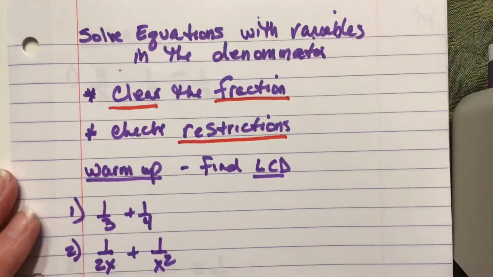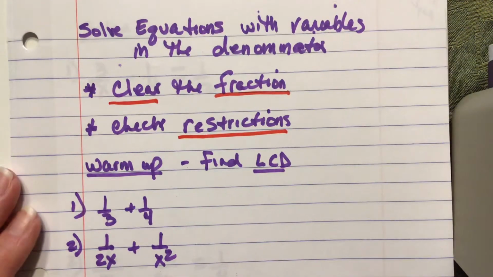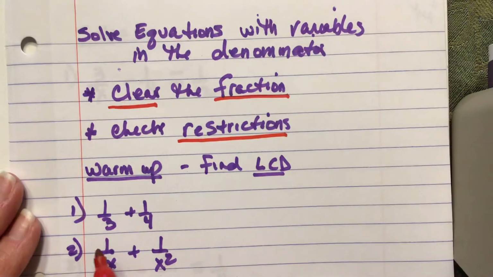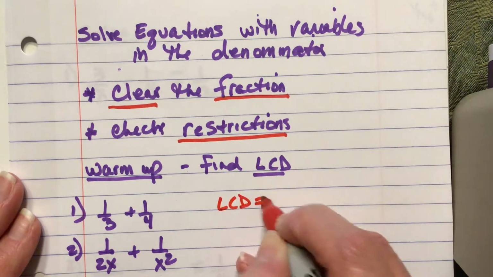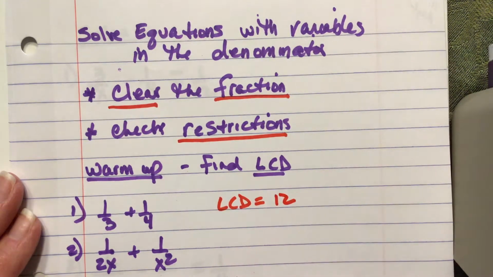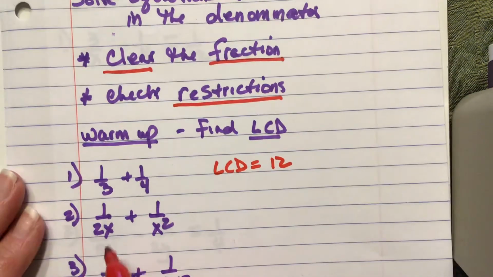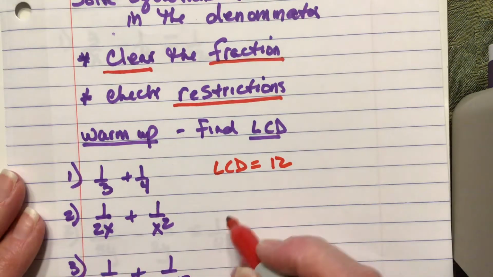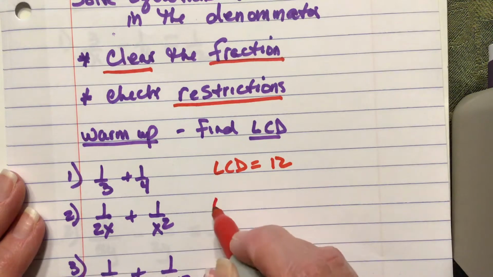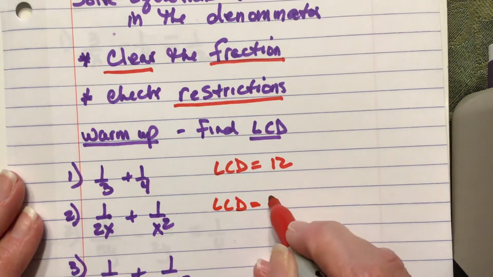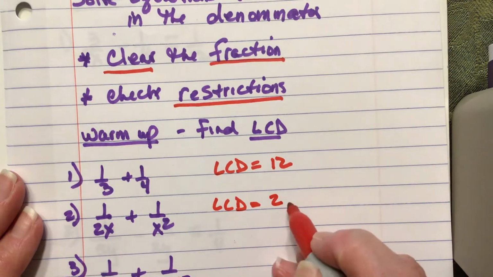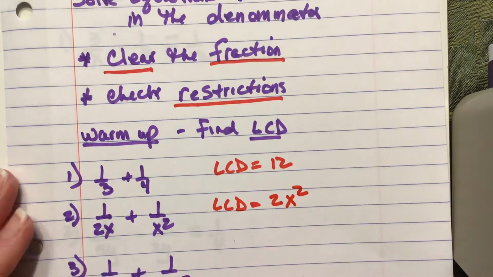So let's do a little warm up here. We're just going to find some common denominators. So 1/4 and 1/3, that least common denominator would be 3 times 4, which is 12. Over here, 1/2x plus 1/x squared, that least common denominator would be, in terms of the number, 2, and the common variable would be x squared.